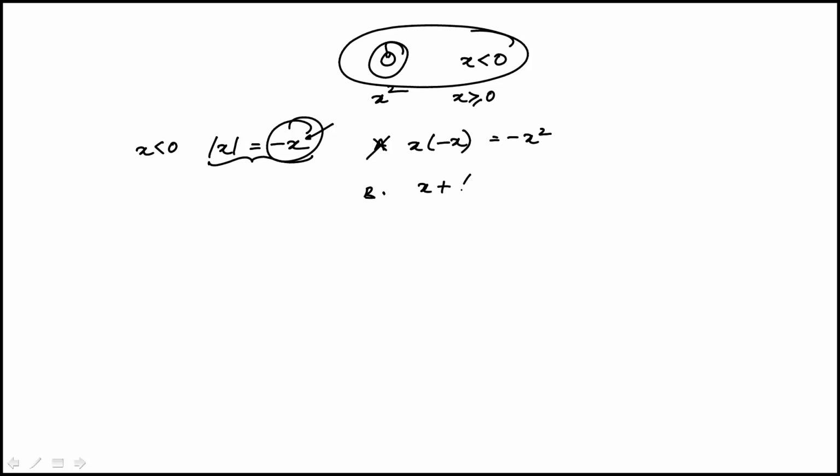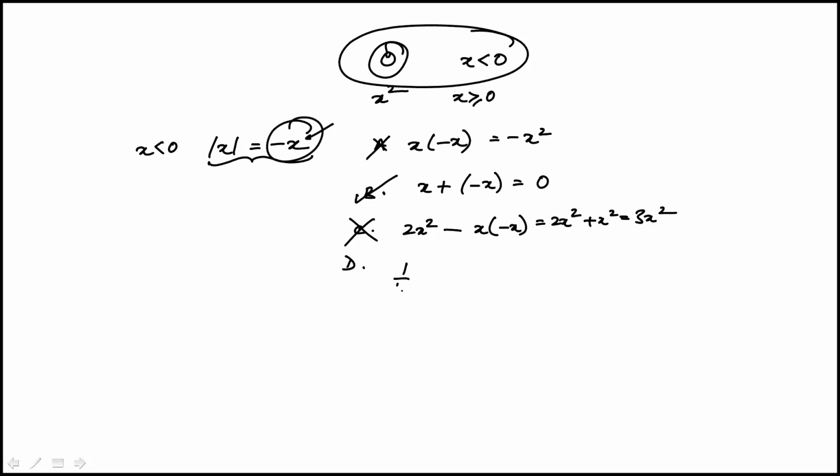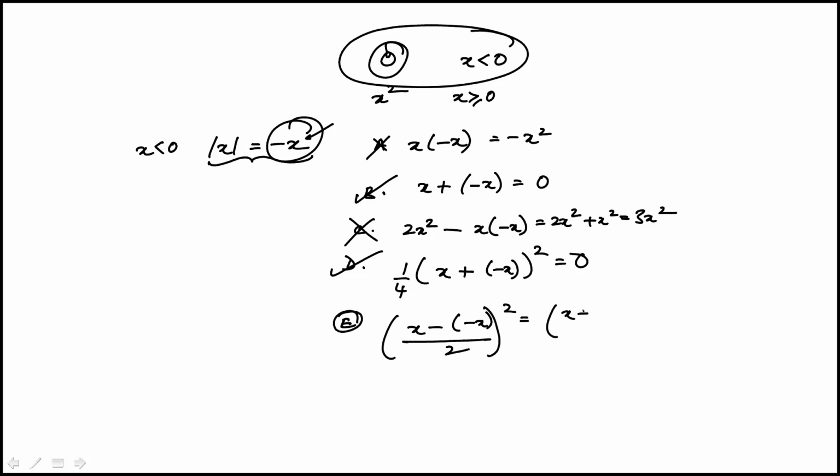B, x plus the absolute value of x, which we now know is minus x, is 0, so that one works. But since I am testing all of these, I have to do all the answer choices. C, x times minus x, so this is 2x squared plus x squared, which is 3x squared. This is not 0. And then D, one fourth x plus the absolute value of x, that's going to be 0, so that one is also a candidate. And then E, x minus x over 2 squared, which is really x plus x over 2 squared. It's not 0. That's the key thing.